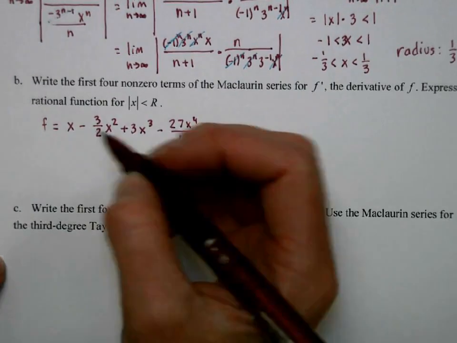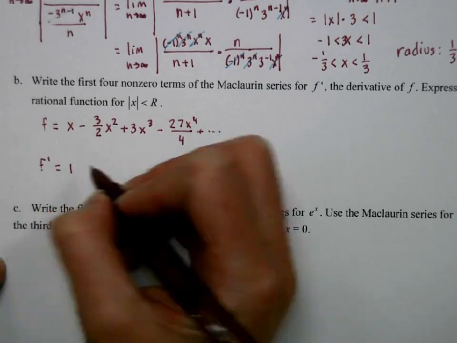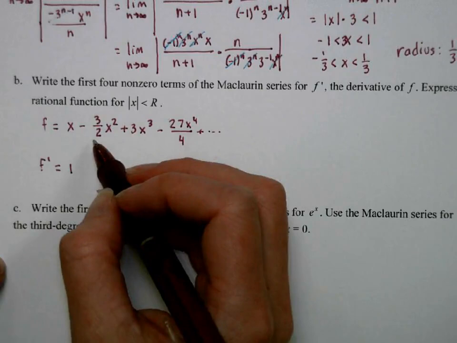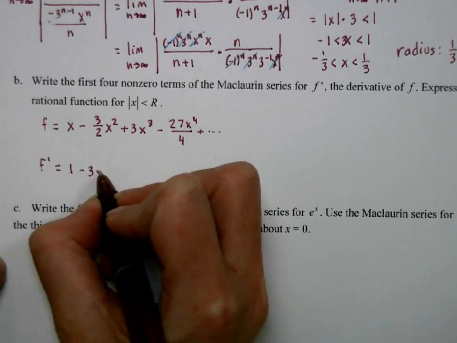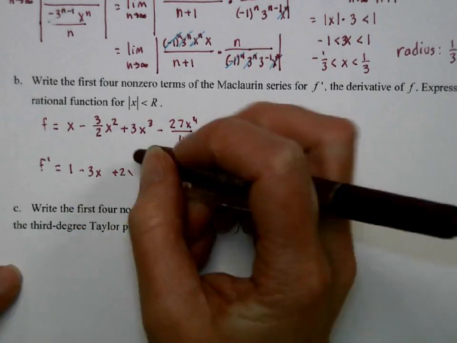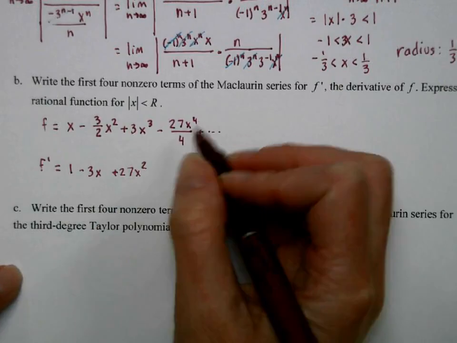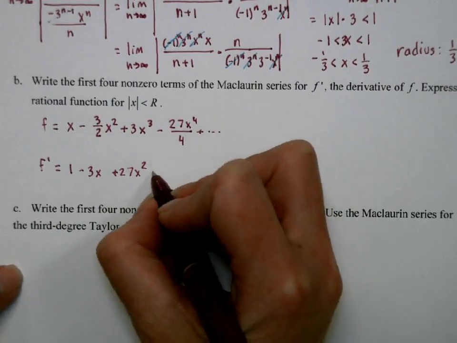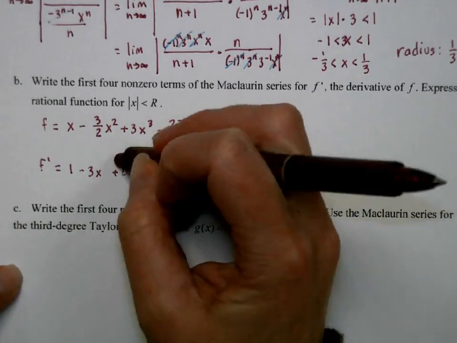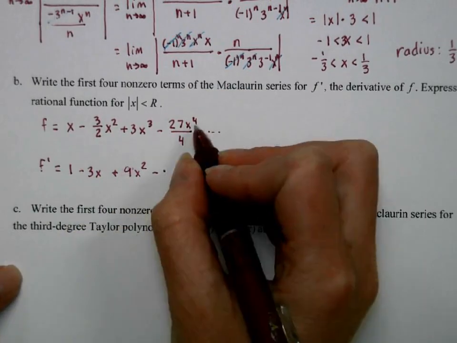So we're going to have 1. If I multiply this by 2, we're going to have 3x. If I multiply this by 3, we get 27x squared. And if I multiply the 4, that cancels, and we get minus, 3 times 3 is 9. Looking at my notes, 4 times 1/4 cancels, 27x cubed, and so on.